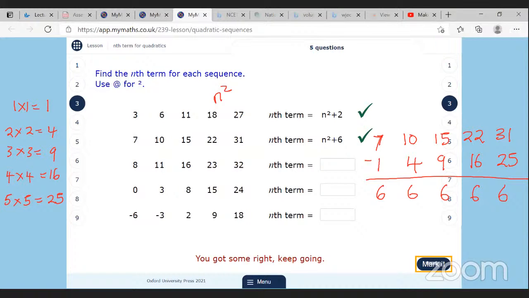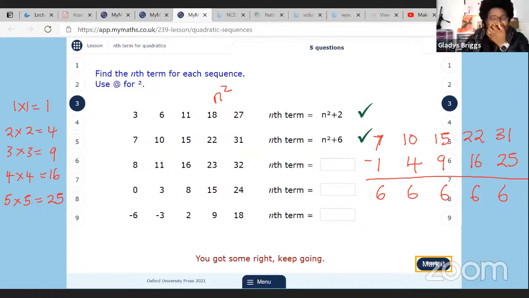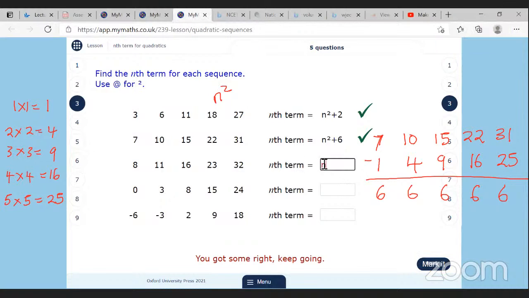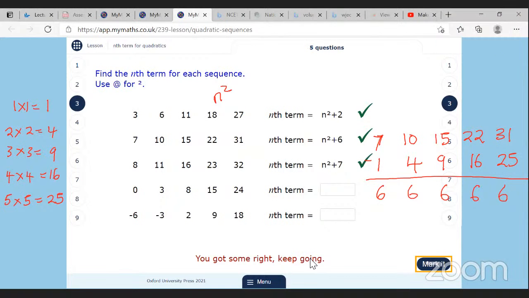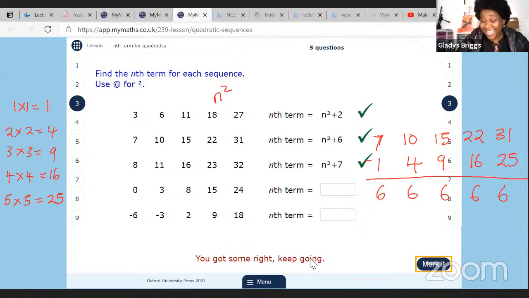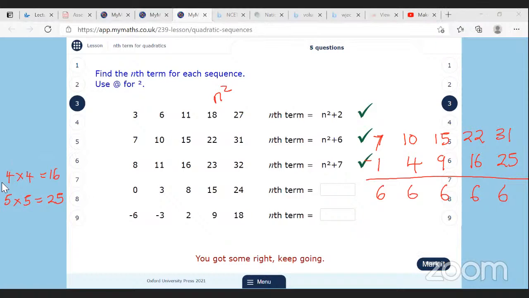Okay, I get it. So what's your answer? N squared plus 7. Woohoo! We got there at last. Yes, it's a goal. Okay, so now you got it. I can move on.